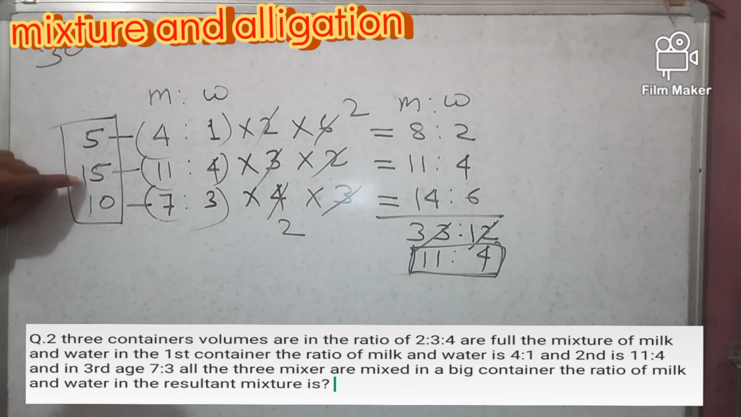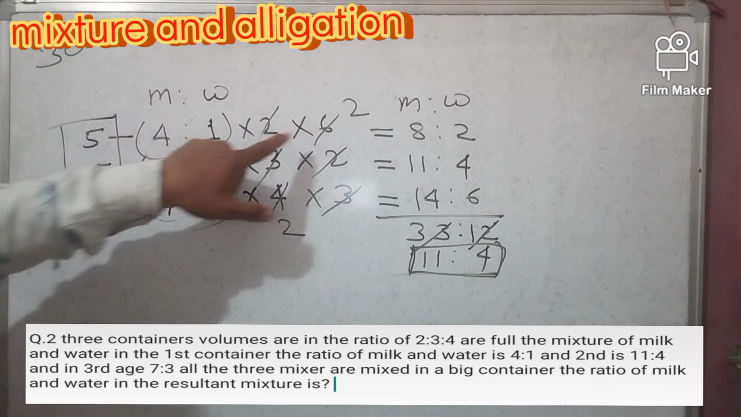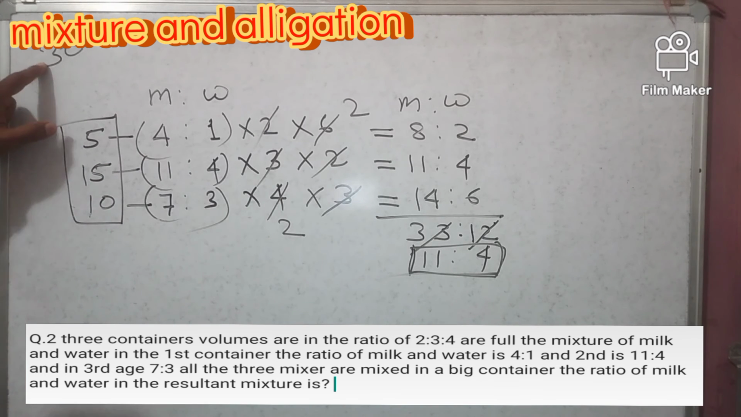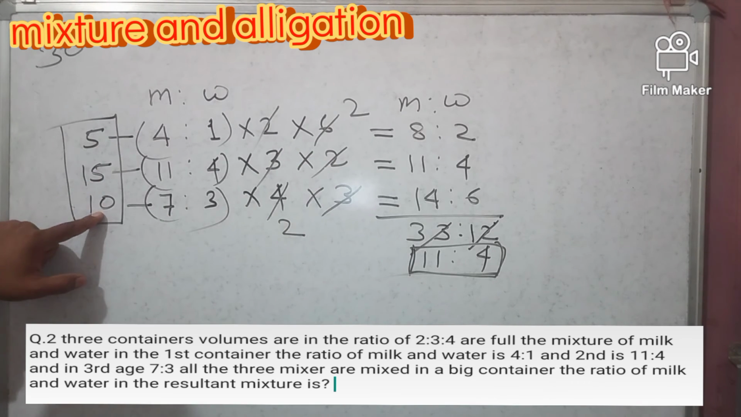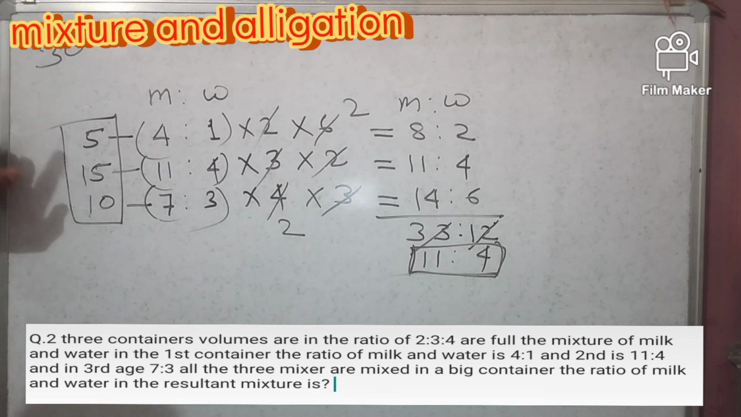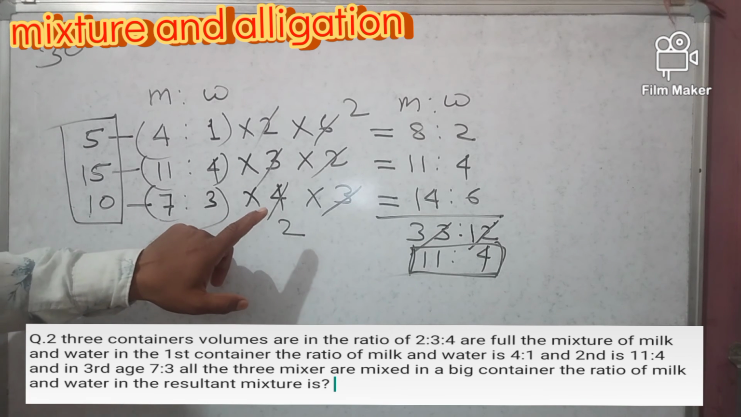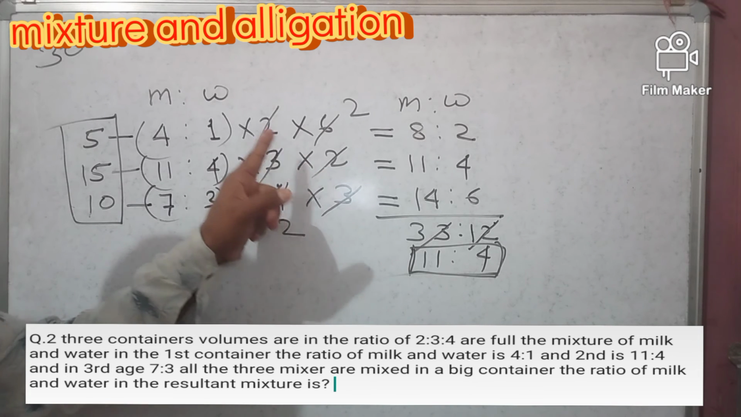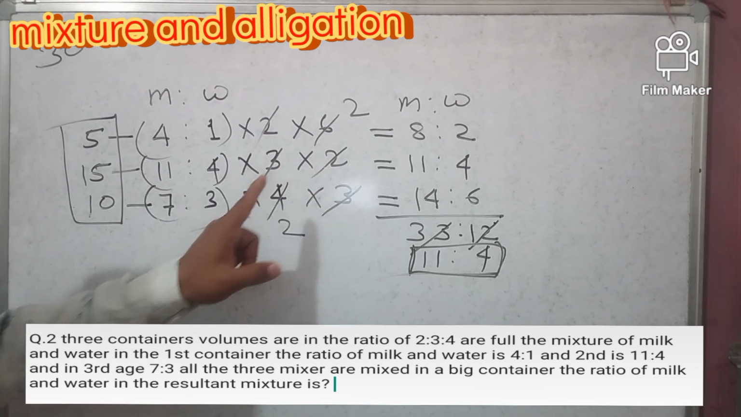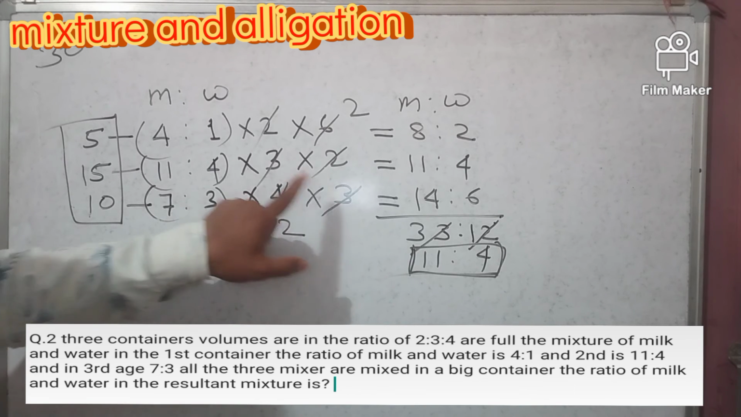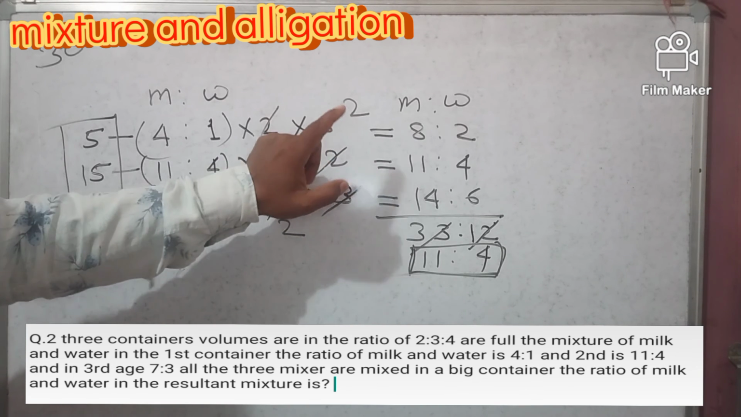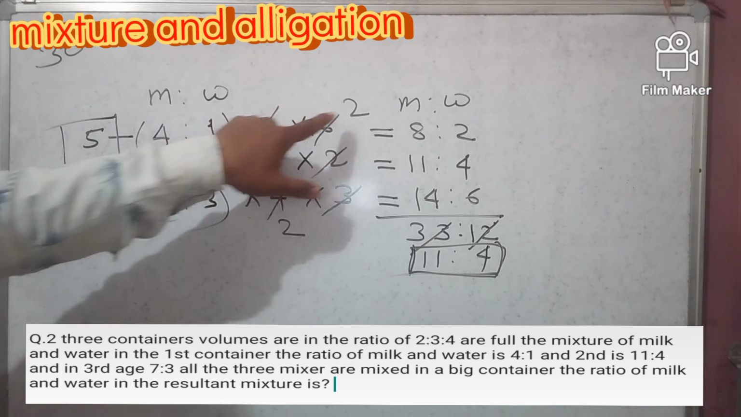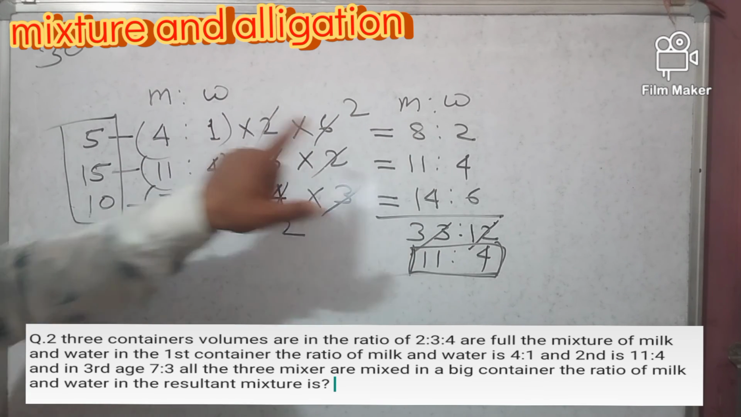See here, 5, 15, 10, these are not the same, so first of all make them the same. So LCM will be 30. 5 goes 6 times, so multiply with 6. 15 goes 2 times, so multiply with 2. 10 goes 3 times, 10 3 is 30, so multiply with 3. Now see here, here is 4, here is 2, and here is 2, so 2 and 2 cancel and 2 2 is 4. Now 3 and 3 cancel and 3 2 is 6. Now only 2. 2 4 is 8 and 2 1 is 2.